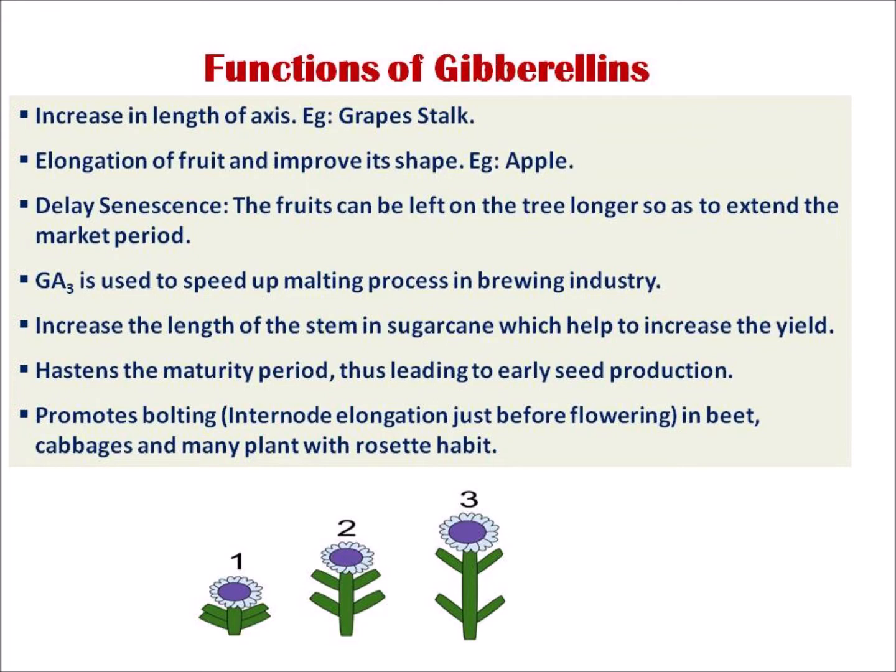GA3 is used to speed up the malting process in the brewing industry, and to increase the length of the stem in sugarcane, which helps to increase the yield. It hastens the maturity period, thus leading to early seed production, and promotes bolting. What is bolting? Internode elongation just before flowering in beet, cabbages and many plants with rosette habit.